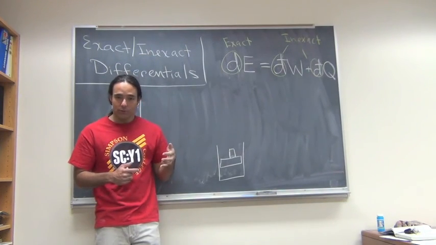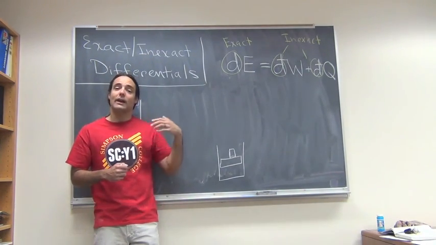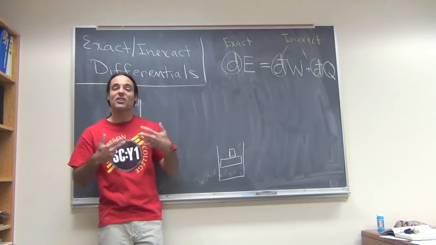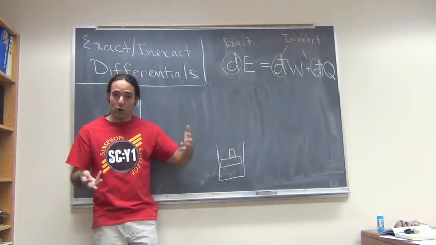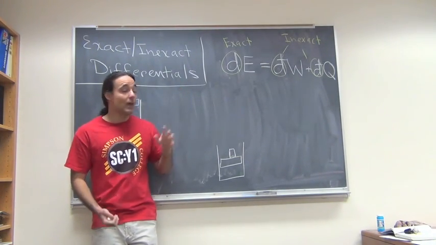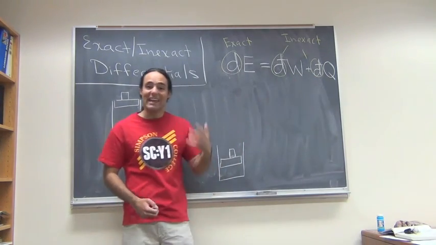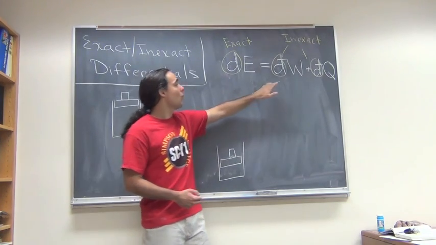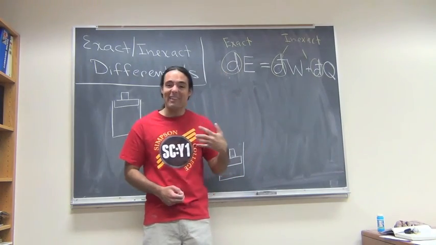Exact differentials apply to things that are state functions. So if I know, for example, the energy, that tells me about the state of the system. It's a state function. If I know the energy, I know what state the energy is in. However, work and heat are inexact differentials. They are not state functions. What that means is that it depends what path I take.